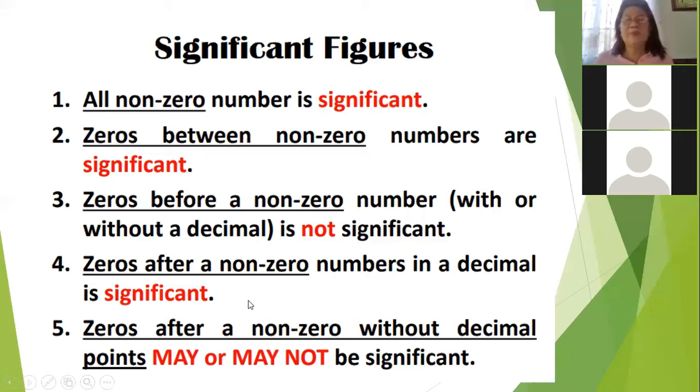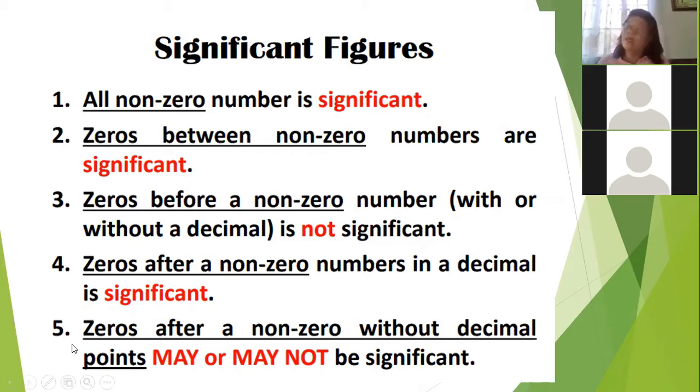For instance, 223.220. Okay, meaning that in 0.220, the 0 there is not significant, but the zero after the non-zero, the 0.22, is significant because it comes after a non-zero number. Okay? Because it is a decimal.